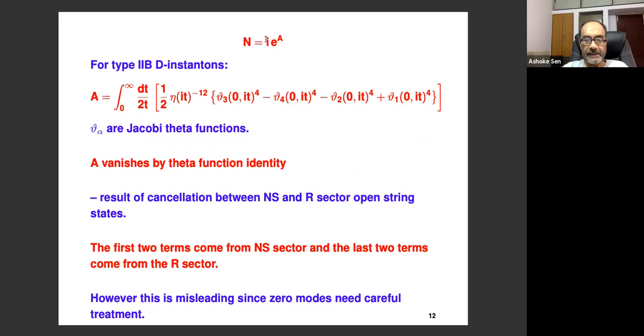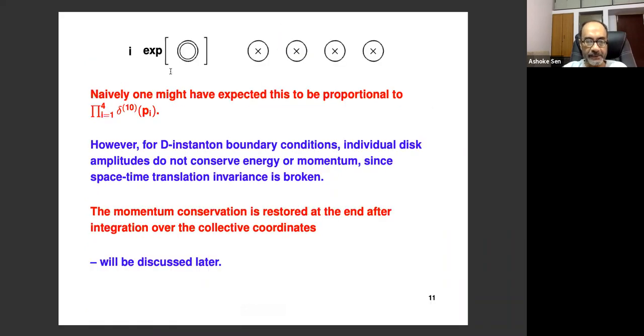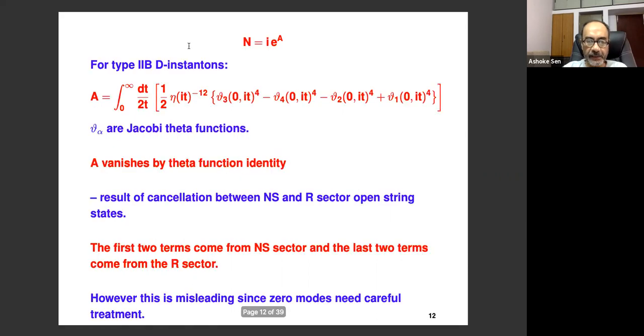Okay, so this A is the annulus amplitude. I think I've already introduced it. Yes, I call this A, and this can be calculated from the open string spectrum or from the boundary state. For type 2B D-instanton, you know what A is. So this is the explicit expression for the annulus partition function.